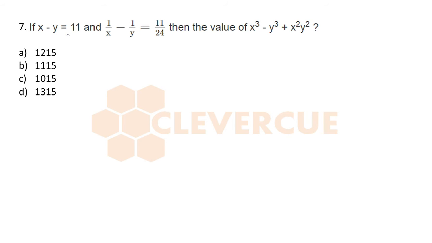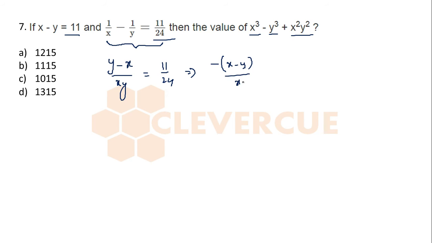Now, if x minus y is equal to 11 and 1 by x minus 1 by y is equal to 11 by 24, then find the value of x cube minus y cube plus x square y square. Now see here, see this term here. If you take LCM, you will be having y minus x by xy is equal to 11 by 24. This is also equal to minus of x minus y, so this is minus of x minus y divided by xy, which is equal to 11 by 24.